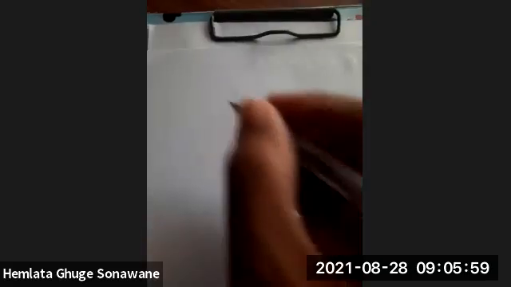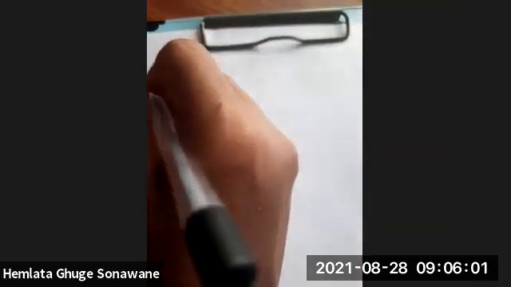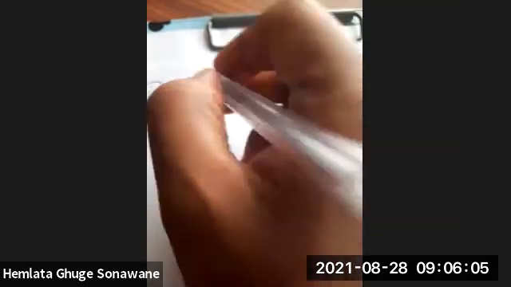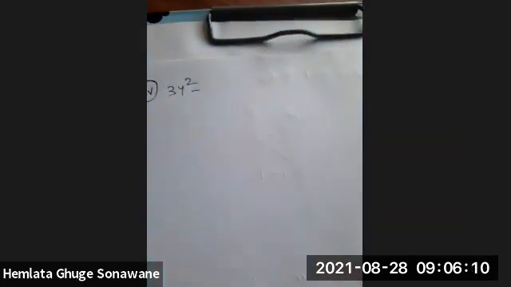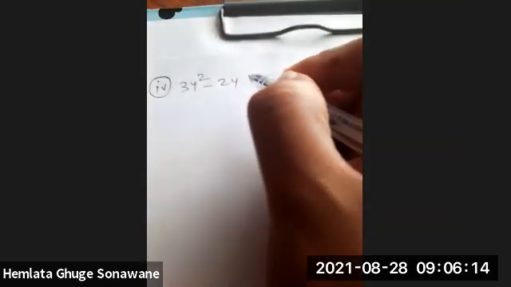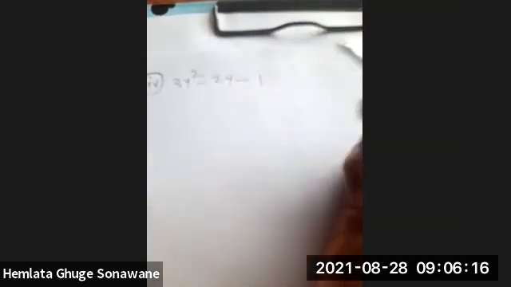Okay, we'll move towards the next example of question number 1. Fourth example is 3y square minus 2y minus 1.